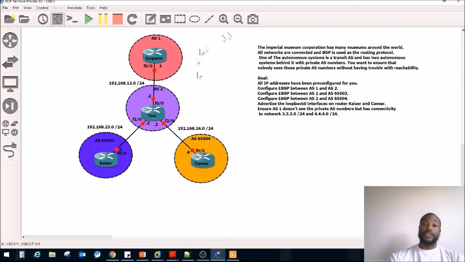Pause. All right, here's the topology here. Shout out to gns3vault.com. You can download the topology from there. I will also leave a link in the description and the comments below.